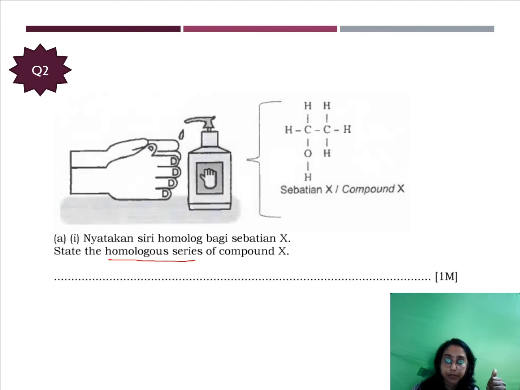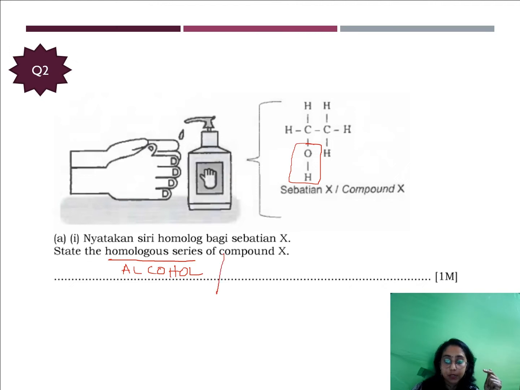Alcohol, the functional group must have OH. Carboxylic acid must have C double bond O. Do they have C double bond O? None. And for the ester, also C double bond O. None. So the functional group present here is the OH. So the moment you see the OH, you should know already this compound is alcohol. So when they say state, you go and write alcohol.